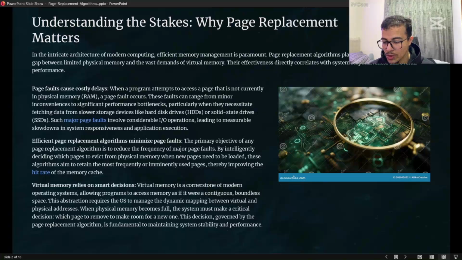Virtual memory relies on smart decisions. Virtual memory is a cornerstone of modern operating systems, allowing programs to access memory as if it were contiguous, boundless space. This abstraction requires the OS to manage the dynamic mapping between virtual and physical addresses. When physical memory becomes full, the system must make a critical decision: which page to remove to make room for a new one. This decision, governed by the page replacement algorithm, is fundamental to maintaining system stability and performance.